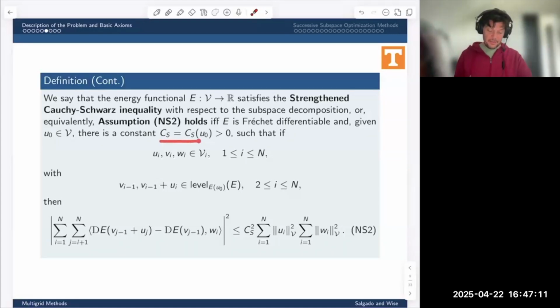All right, so here it is in all the detail. So there's some constant such that if ui, vi, and wi are all in the subspace Vi, from i equals 1 to n, and if v_{i-1} and v_{i-1} plus ui are in the energy sublevel set E(U0). So what is this?